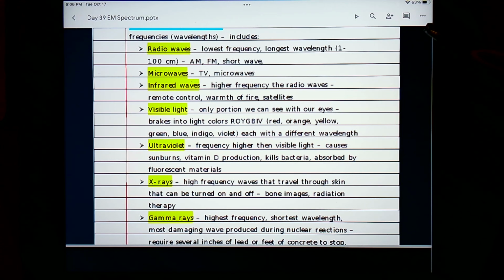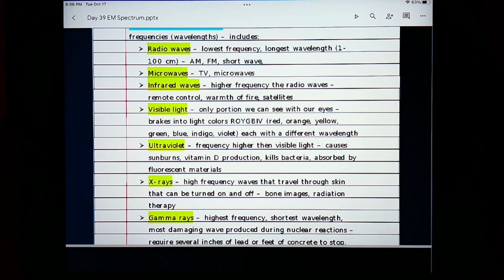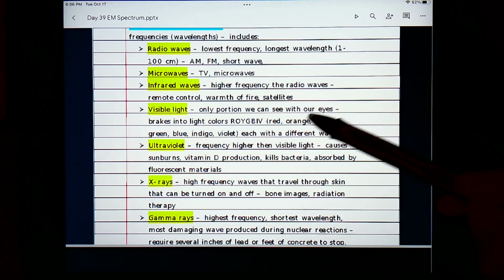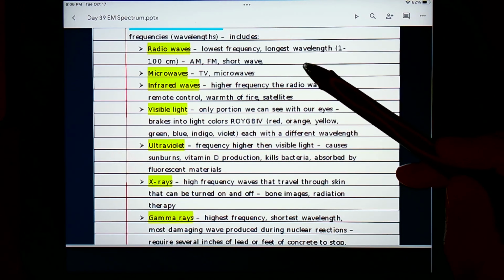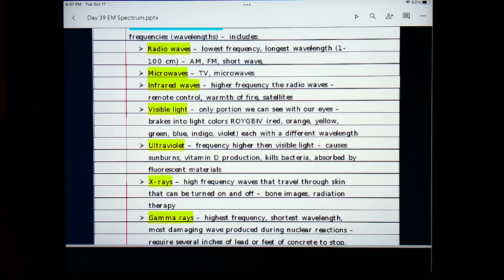And again, visible light has a higher frequency than infrared, microwaves, and radio waves, and it has a shorter wavelength than these up here. But each one of these colors has its own wavelength, okay?